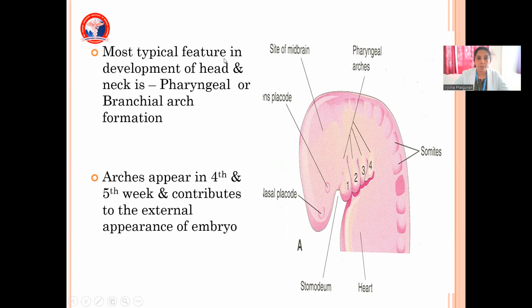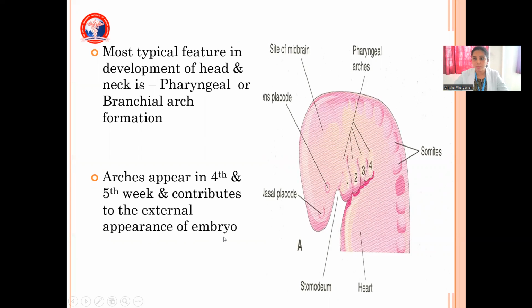The most typical feature in development of head and neck is pharyngeal or branchial arch formation. So what happens? Now the neck has to develop. Ultimately we all have a neck, yes? It is not just the neck which is going to be extended; there are several structures arising from there. What happened initially? Arches appear in the 4th and 5th week and contribute to the external appearance of the embryo.